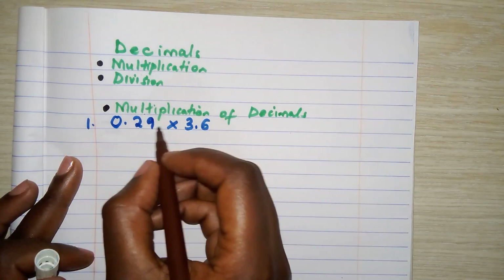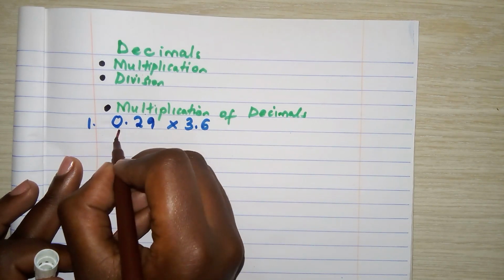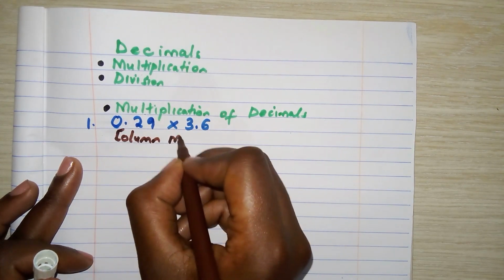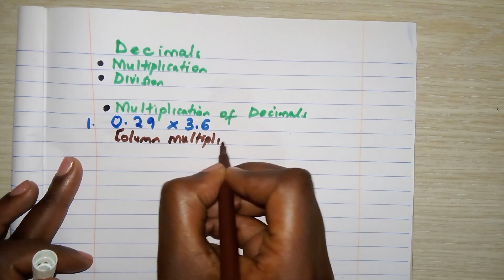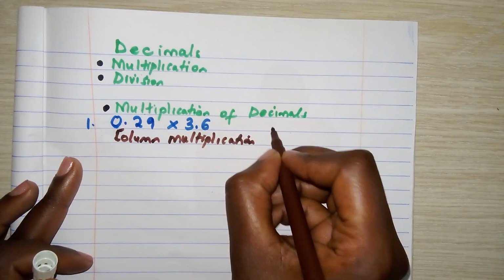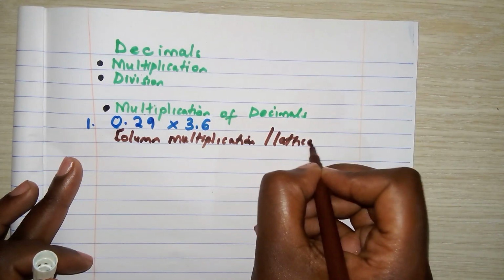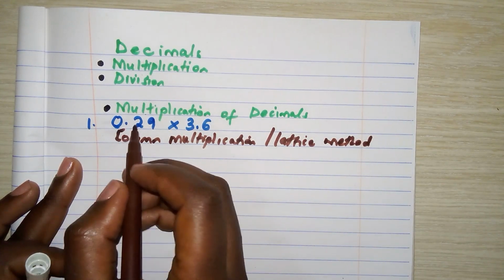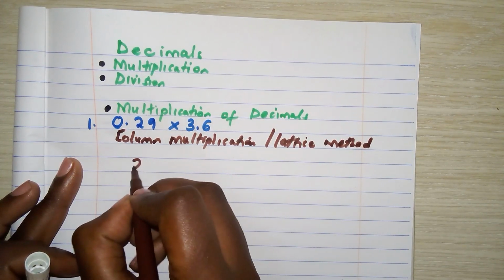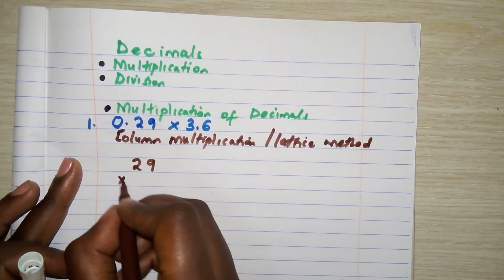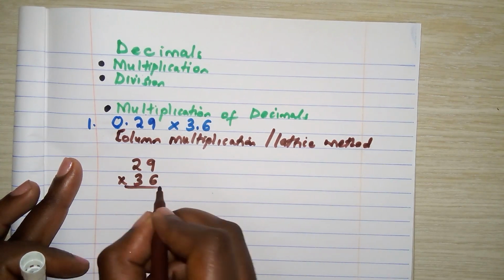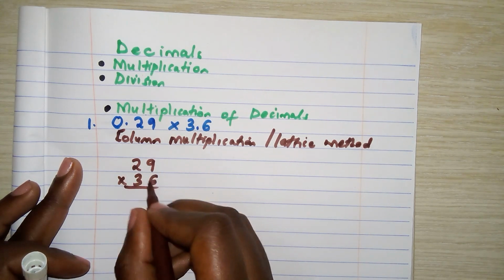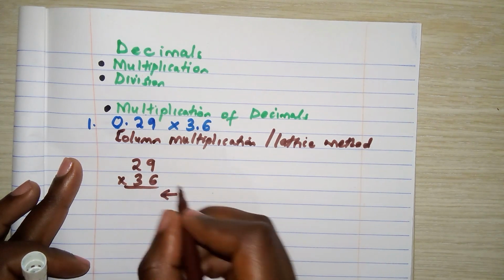So the first method will be long, or column, multiplication, or you can use the lattice method. So we'll just ignore the decimal point. So we do 29 times 36. Remember, we do the number on top times the number in the units.